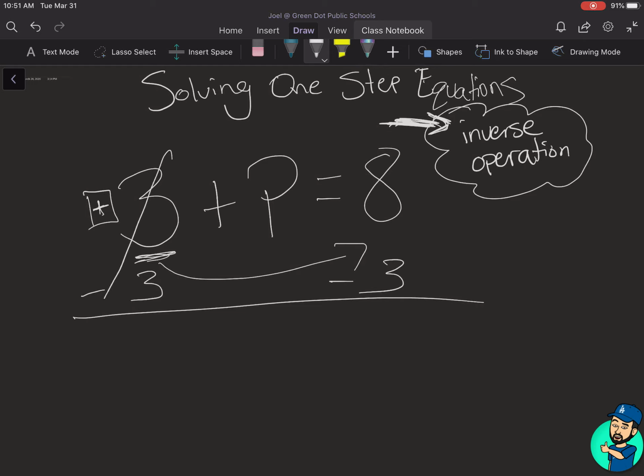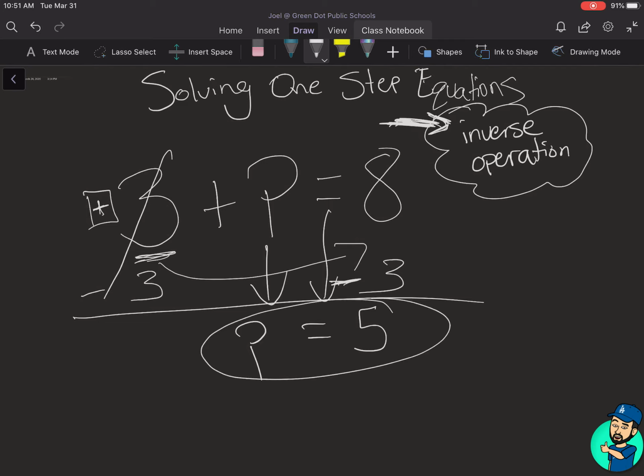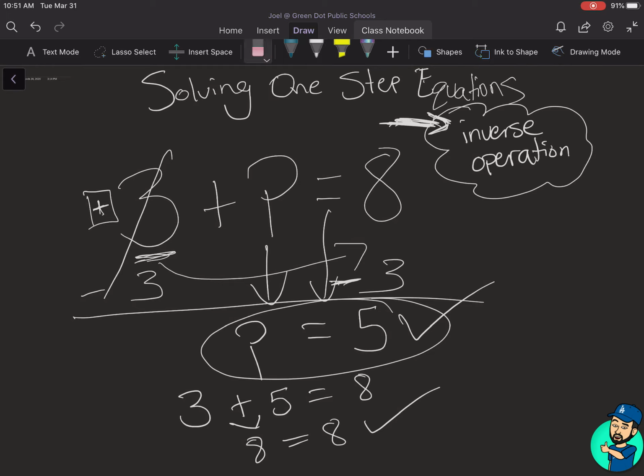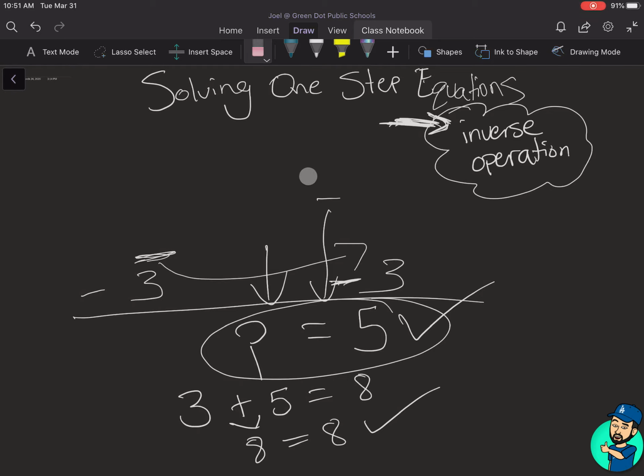This cancels out. I bring down p. I bring down the equal sign. And 8 minus 3 equals 5. Now, if I plug it back into the original problem, I have 3 plus 5 equals 8. 3 plus 5 equals 8, and 8 does equal 8. So I know p does equal 5. All right, let's move on to the next one.